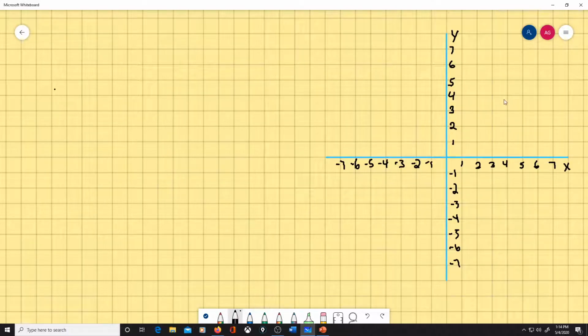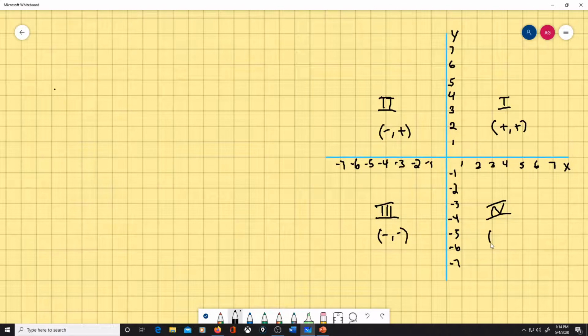The other thing we want to just remember here while we're reviewing is that this is quadrant 1, this is quadrant 2, this is quadrant 3, this is quadrant 4. And in this one, we have coordinate pairs, which we'll talk about in just a minute, of positive, positive. Back here, we have negative, positive. Here we have negative, negative. And here we have positive, negative.